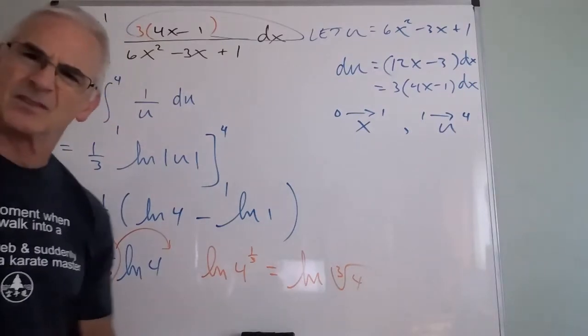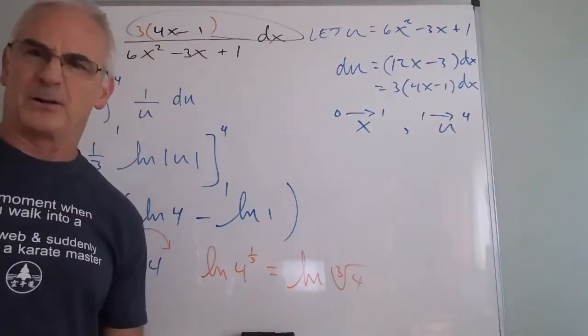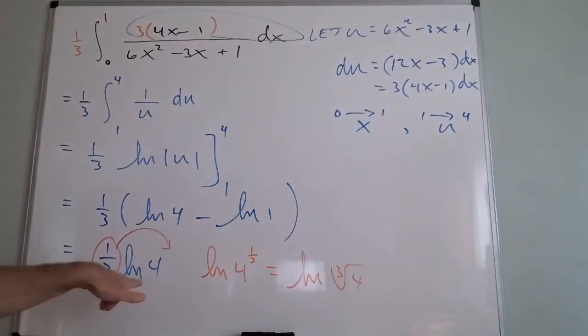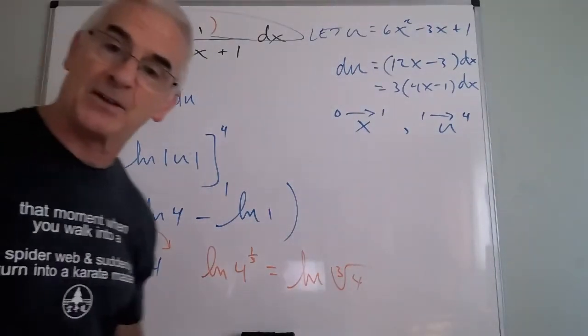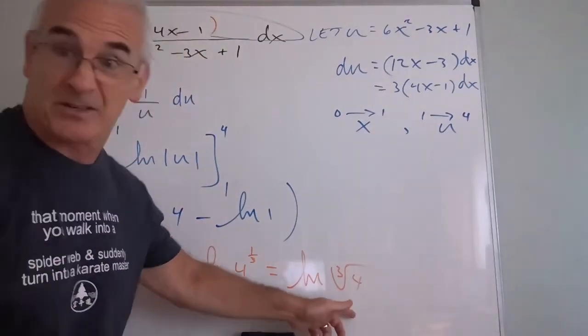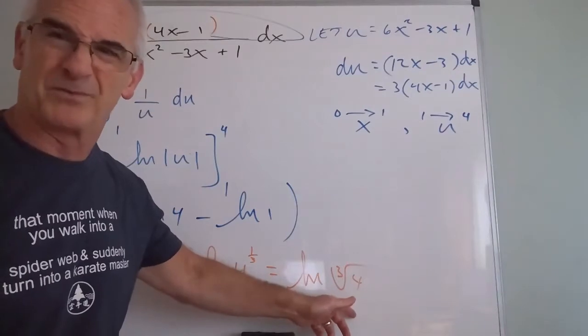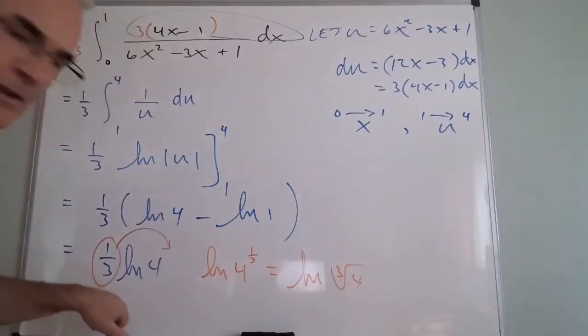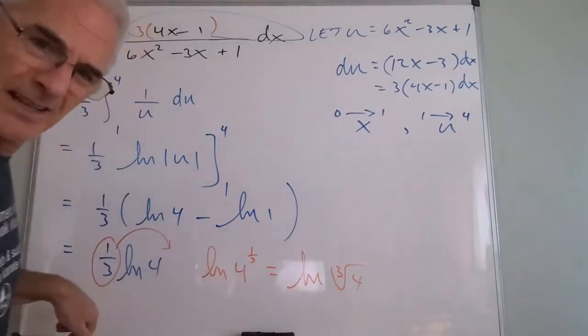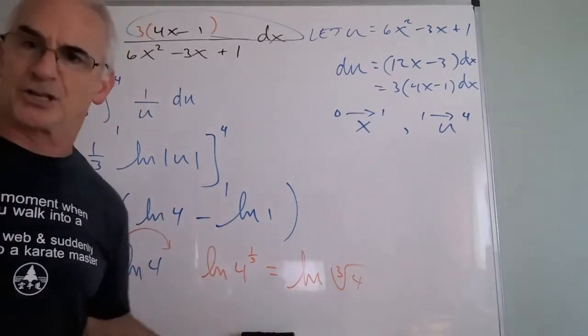The question is, is it better? No. I personally think this would be easier to work with. If I had to evaluate this on my calculator, we all agree that this is a little bit more work to enter into the calculator. I mean, cube root. I would say leave it like this. This is correct. Leave it like this. I don't see any advantage gained.